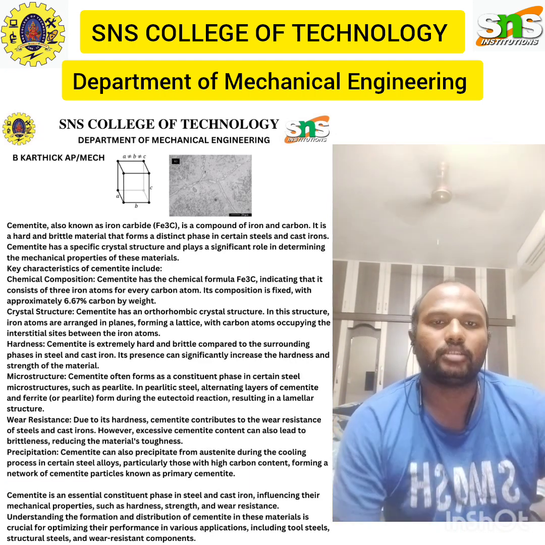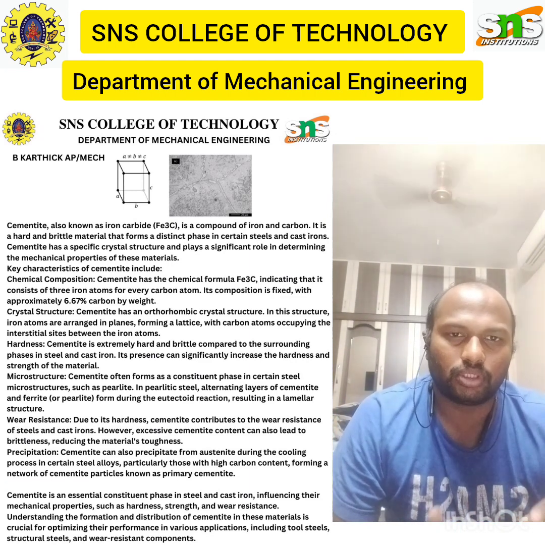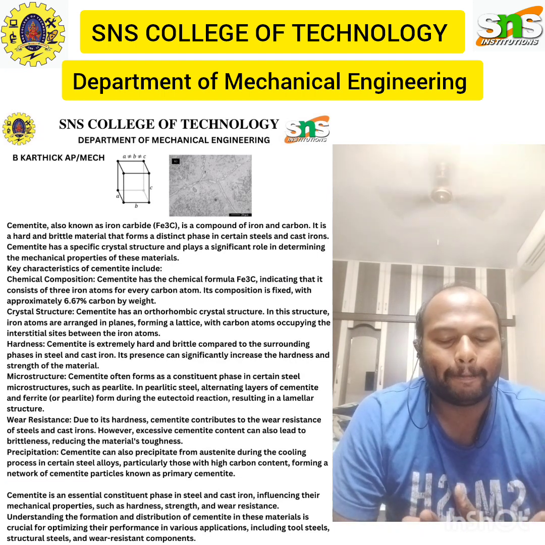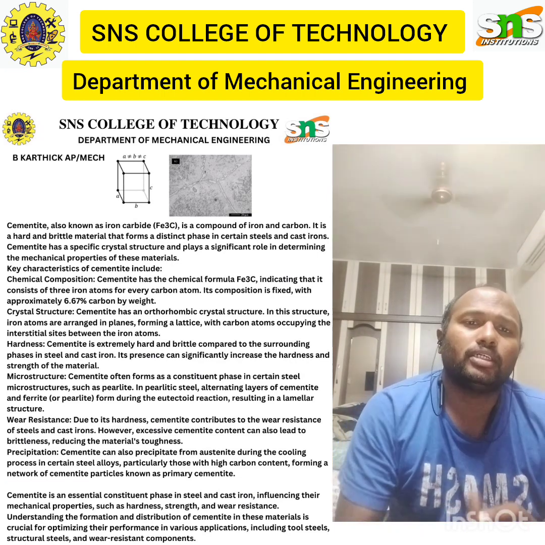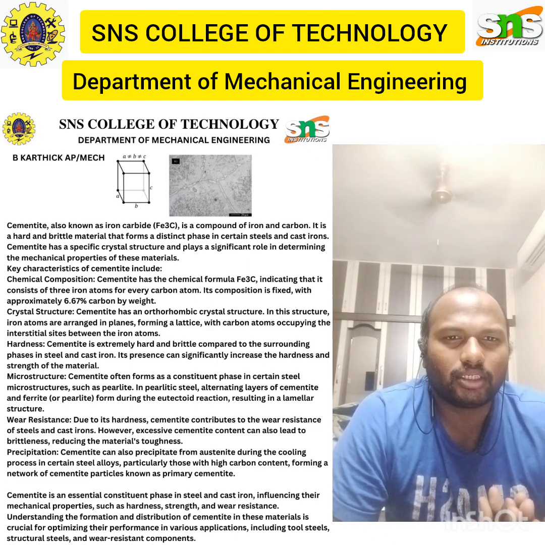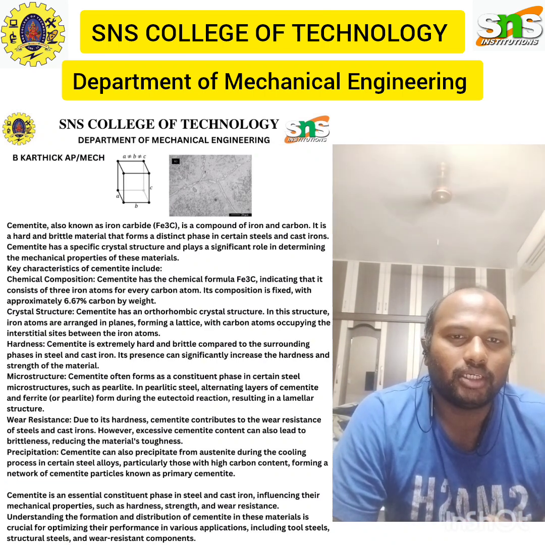Here in this video lecture, we have seen about eutectic rule, copper nickel phase diagram, allotropy of iron, ferrite, and austenite. So in this video, we are going to see about the cementite. So cementite, which is also known as iron carbide.